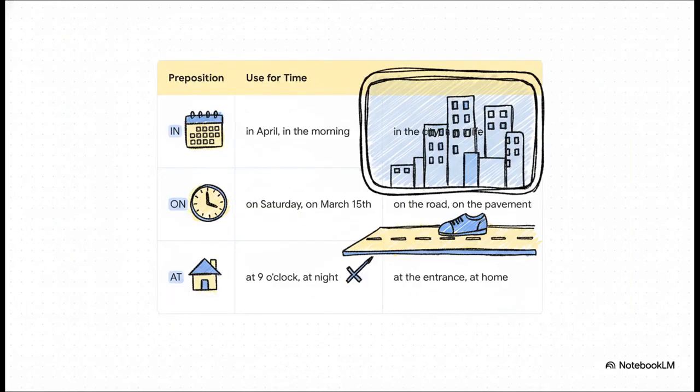Now, prepositions can feel totally random, I know, but there are patterns. Think of it this way. We tend to use in for bigger containers of time and space, like being in a city or something happening in April. We use on for surfaces and specific days, like being on the road or an event on Saturday. And then we use at for really precise points, like at 9 o'clock or at the entrance.